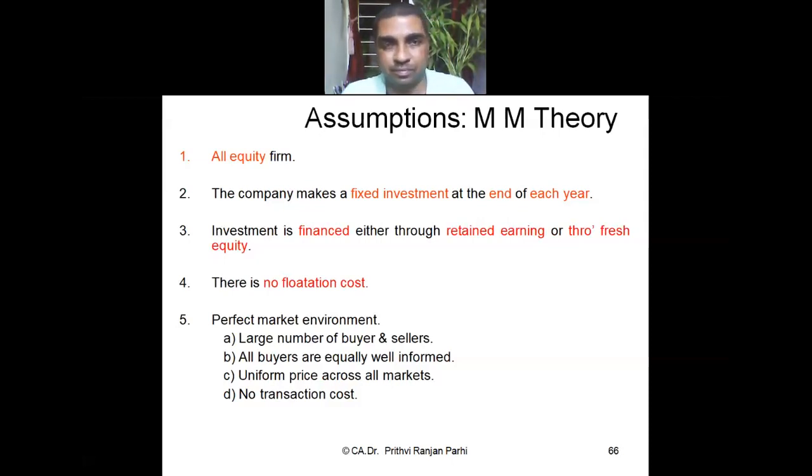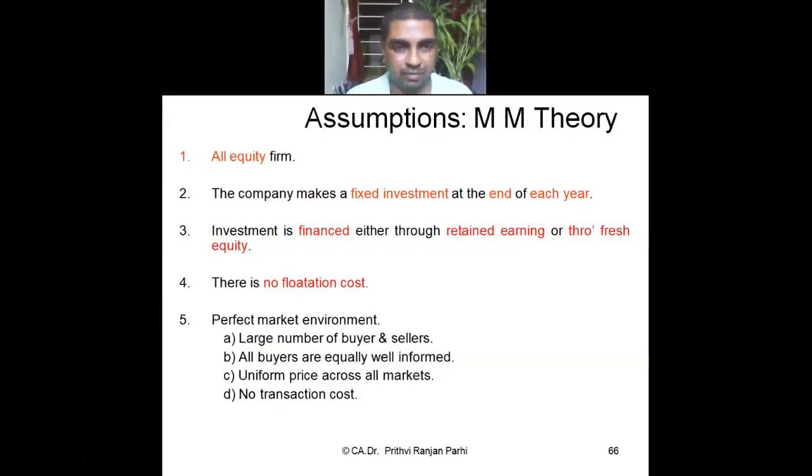The company makes a fixed investment at the end of each year. Here you see this is another assumption. We have to see this assumption. This is again one among the very relevant assumptions. By using these assumptions, the founders of the theory have proved that dividend is irrelevant. Here the assumption is that the company needs a fixed investment. Every year the company wants to make some investment. That means there is a requirement of money. A fixed amount of money is required every year. So we have to take it as an assumption.